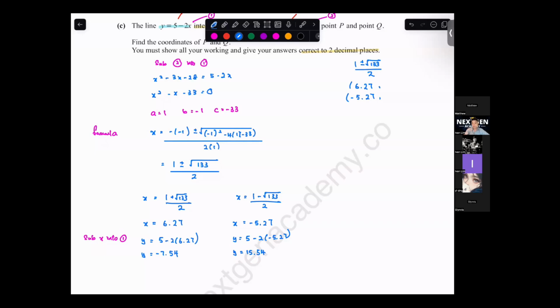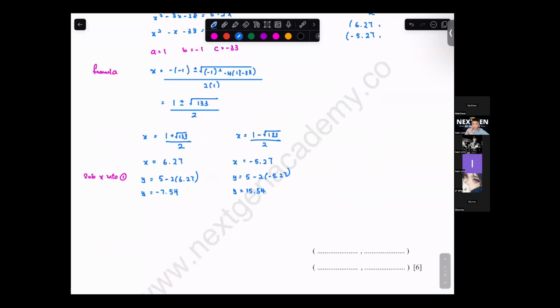Some of you might use the more accurate value, which is maybe negative 5.267, the one before rounding. You might get a slightly different variation, but the acceptable answer is 6.27, then negative 7.53 or negative 7.54. Then here, negative 5.27, then 15.53 or 15.54. Then you need to put all of these values into a point, x and y together. So which is (6.27, negative 7.54) and (negative 5.27, 15.54).